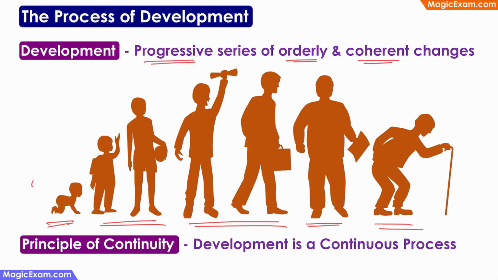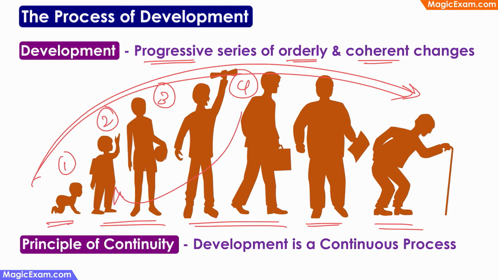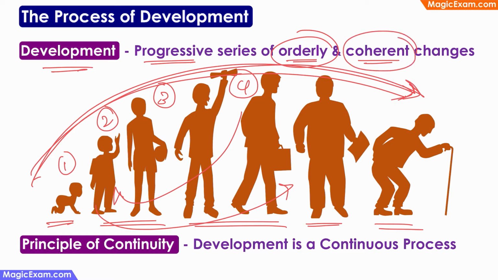So this follows a particular order, and this is the same order that happens in all human beings. Therefore, this is an orderly series of steps, and it is also coherent. That is, a child will definitely go from stage 1 to stage 2 to stage 3 to stage 4, and there is no possibility of somebody moving from stage 4 to stage 2 and then coming back to stage 6. Therefore, development is a series of orderly, that is, it follows a particular order, and it is coherent. That is, there is a logic to this entire process.